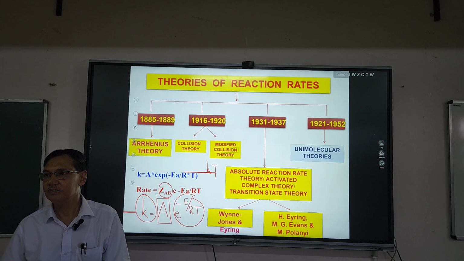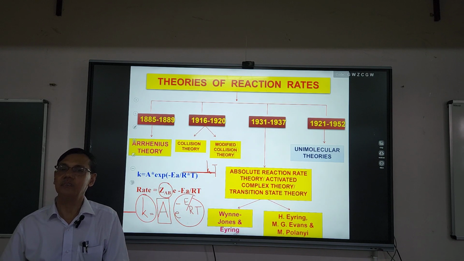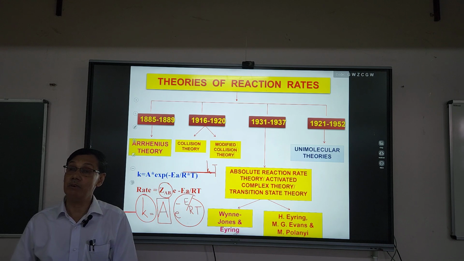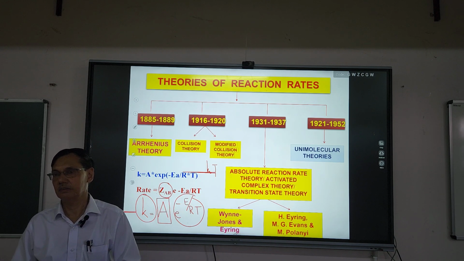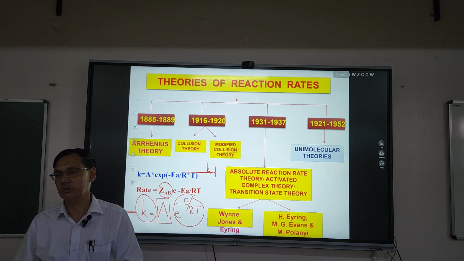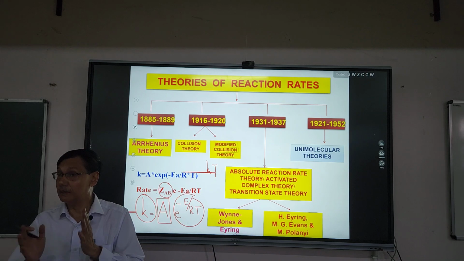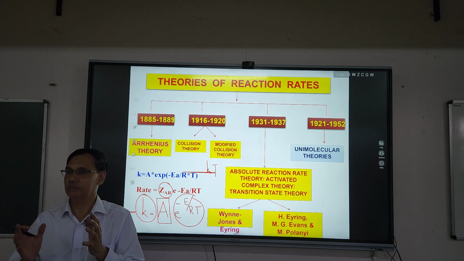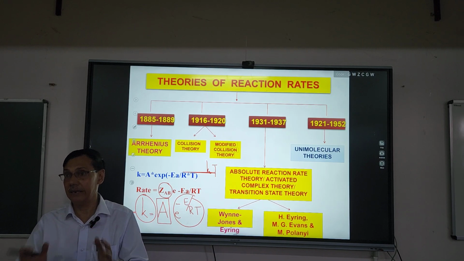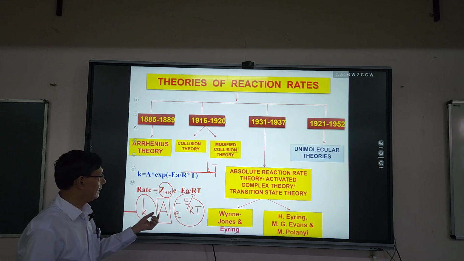What is Z? Z is actually the number of effective collisions between two molecules per unit time per unit volume. That is actually the collision number, or sometimes it is called the collision rate. So that is replaced by this thing.